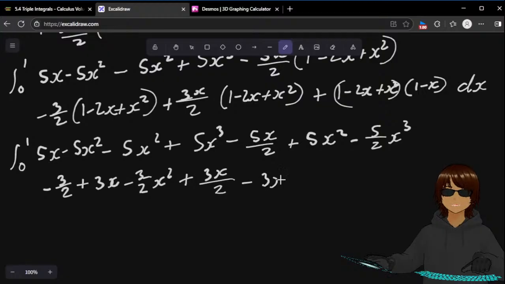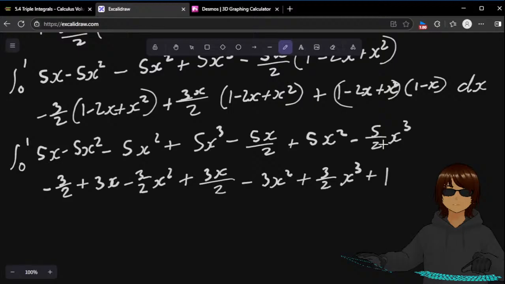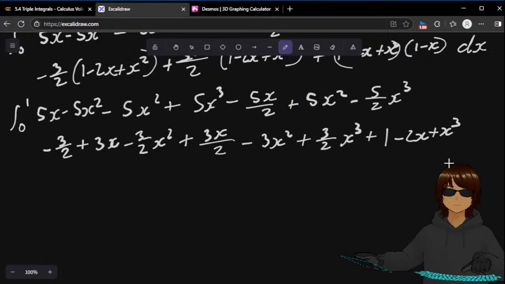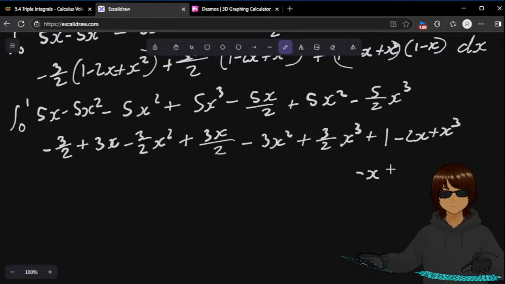I have 3x square plus 3 over 2x cube plus 1, 1, minus 2x plus x cube. And then we have minus x plus 2x square minus x to the power of 4.